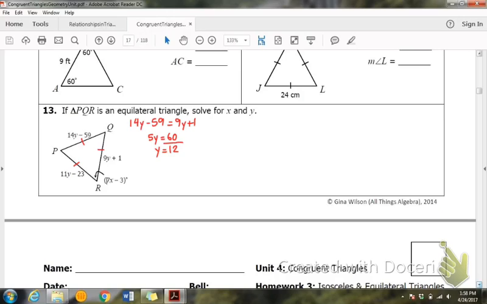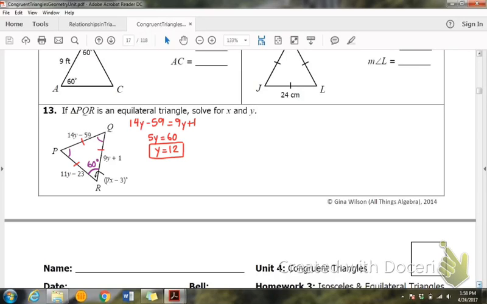I'm getting y to be 12. What about you guys? Okay? So we know that y is 12. Now it's asking us to find out how much x is. And if you look here, x is representing one angle down here. Well, we know if it's equilateral, then it's equiangular, right? Which means all three of these angles are the same. So how much is one angle? 60, right? One angle is 60.